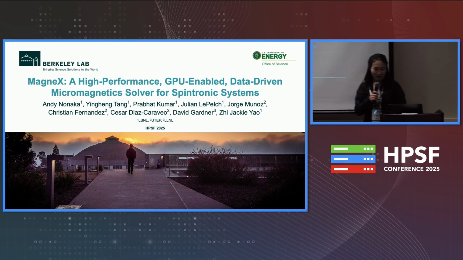So I'm presenting on behalf of him and also Andy, because this µMAG code package was built as a team effort with the microelectronics sub team within CCSE and the AMReX team, and also our materials and device experts. µMAG is a high-performance GPU-enabled data-driven micromagnetic solver for spintronic systems.